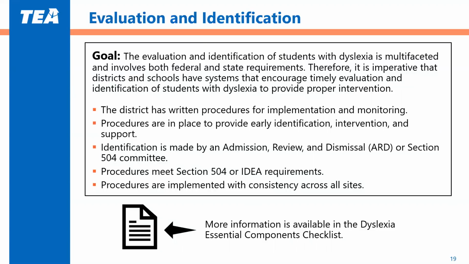A special note here is that districts should have written procedures for implementation and monitoring of their dyslexia evaluation and identification procedures. These include procedures for early identification, intervention and support, ensuring that identification is made by an ARD committee review or Section 504 committee, and ensuring that procedures meet Section 504 or IDEA requirements, and that all of this is implemented with consistency across sites. The checklist outlines all of the requirements in this area.